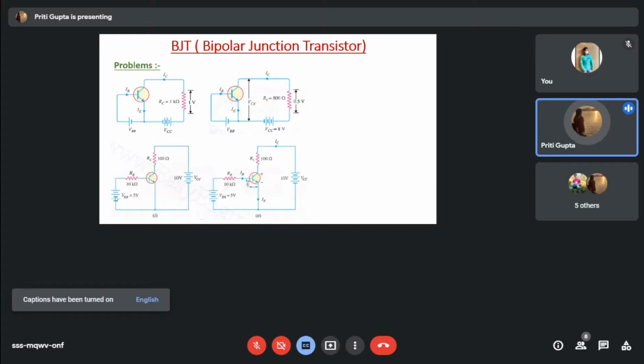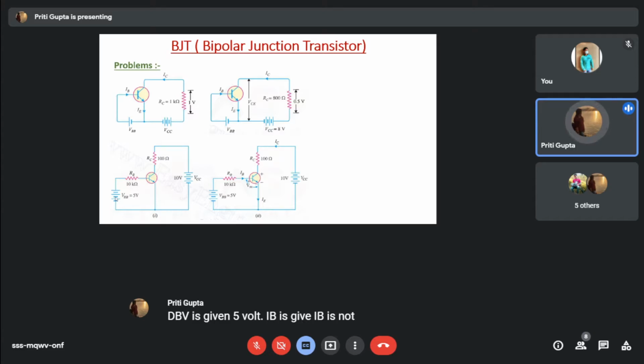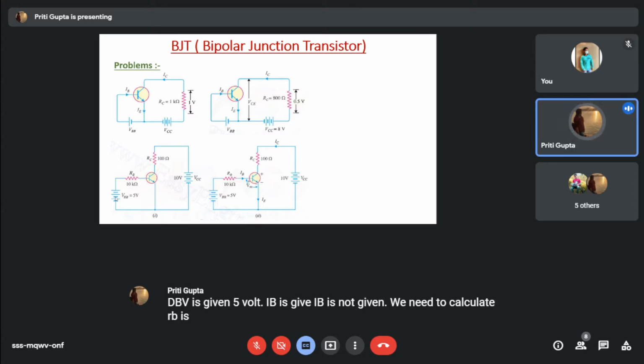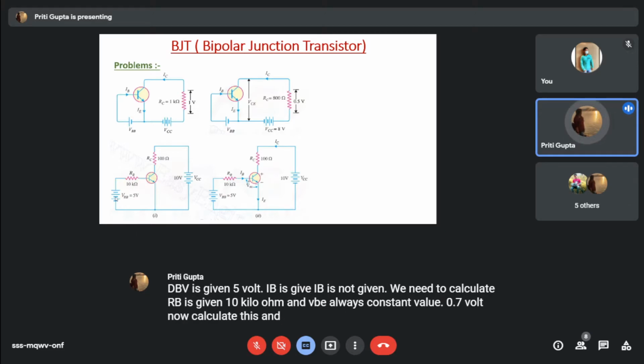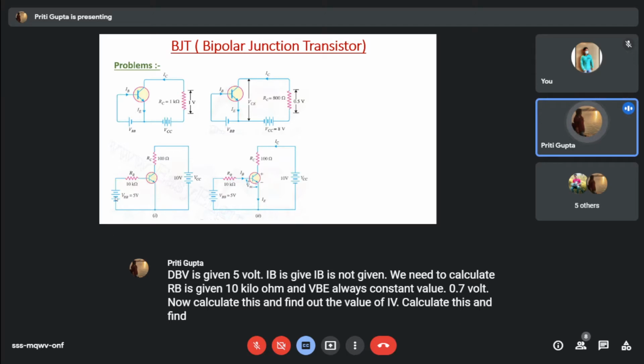VBB is given as 5 volt. IB is not given, we need to calculate it. RB is given as 10 kilo ohm, and VBE is always a constant value, 0.7 volt. Now calculate this and find the value of IB.